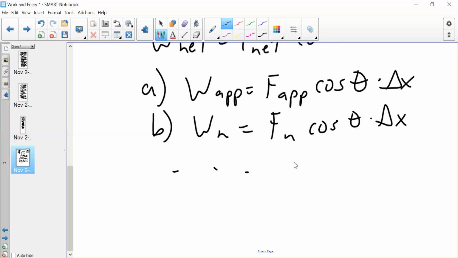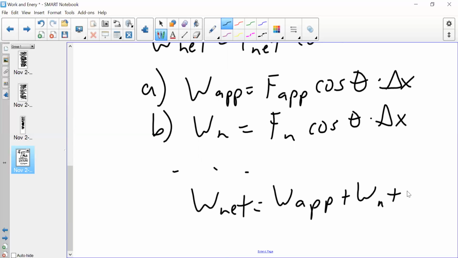And so forth, and then the net work would just be the sum of the work by the applied force, normal, gravity. That will do it.